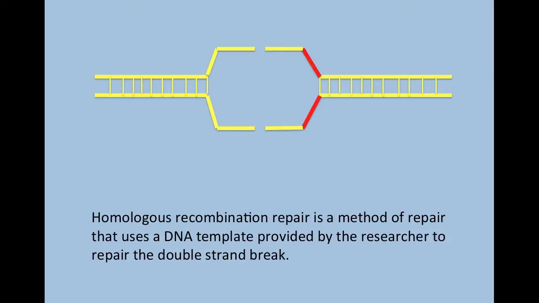Another way the cell can repair double-strand breaks is through homologous recombination. If a DNA template is provided, DNA polymerase II can make specific edits and insertions into the genome.